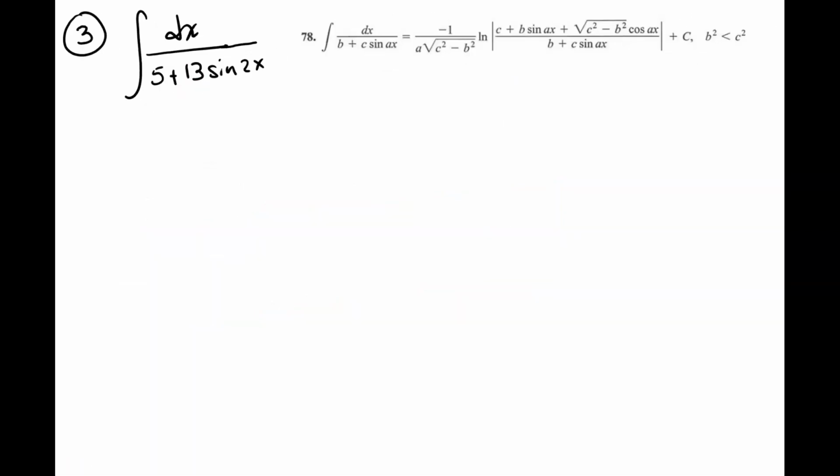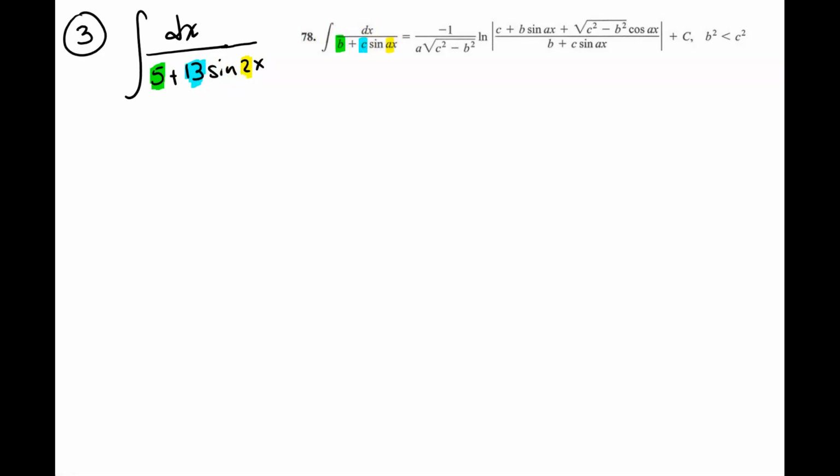In this next example, we're going to be looking at integral table item number 78 from the table. And so let's see what we can pluck out. We've got A, B, and C here. Let me color code this for you. Here's A. A is the X component, so that's this 2. B is this constant here, so that's B right there. And C is the coefficient of the sine, in this case 13.